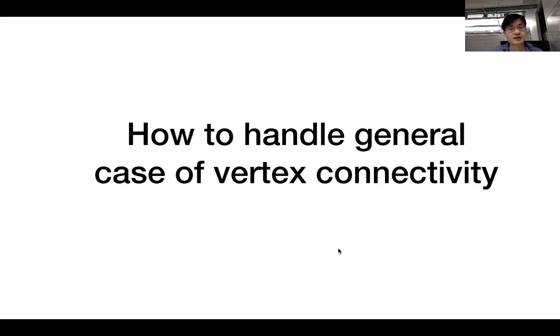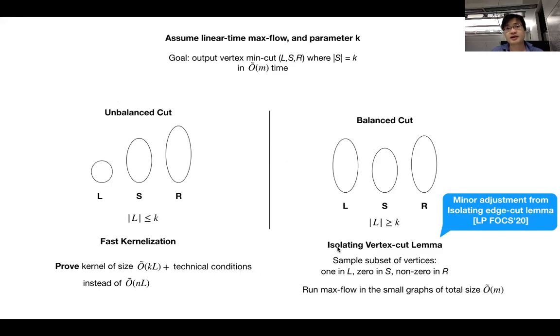Okay, so let me briefly mention how to handle the general case for vertex connectivity. In general, we have a parameter k, which is the target vertex cut size. We consider two cases, unbalanced and balanced. For the unbalanced case, we define L to be smaller than k. In this case, we use the same kernelization technique, but we want a kernel of size KL plus some technical condition, instead of NL. And then we handle the technical condition in the balanced case.